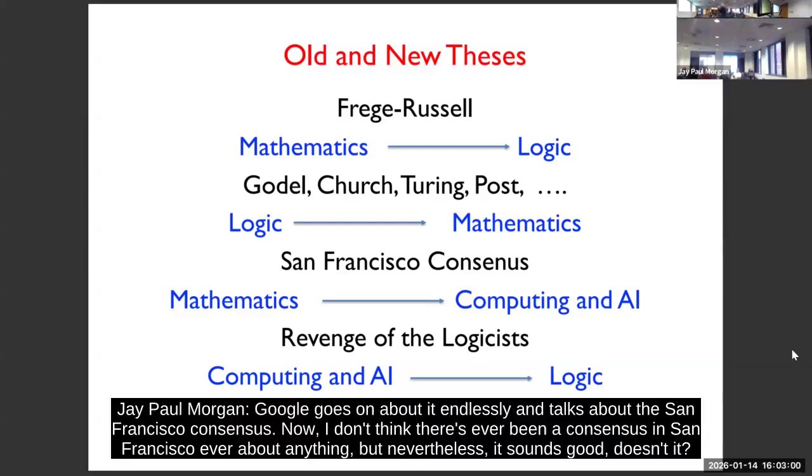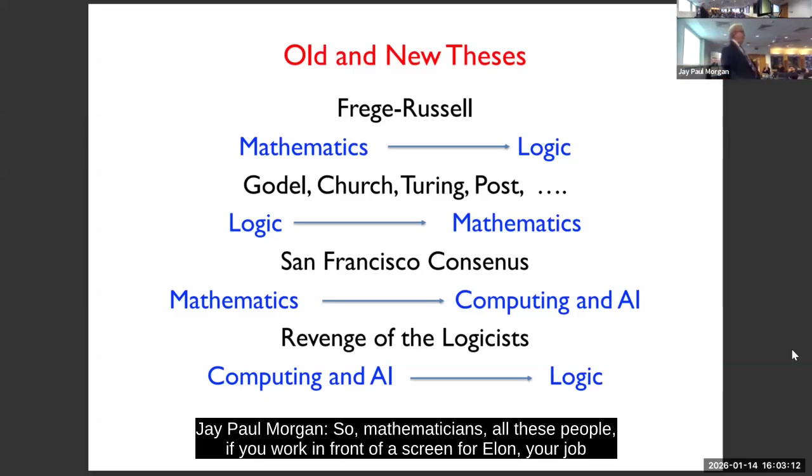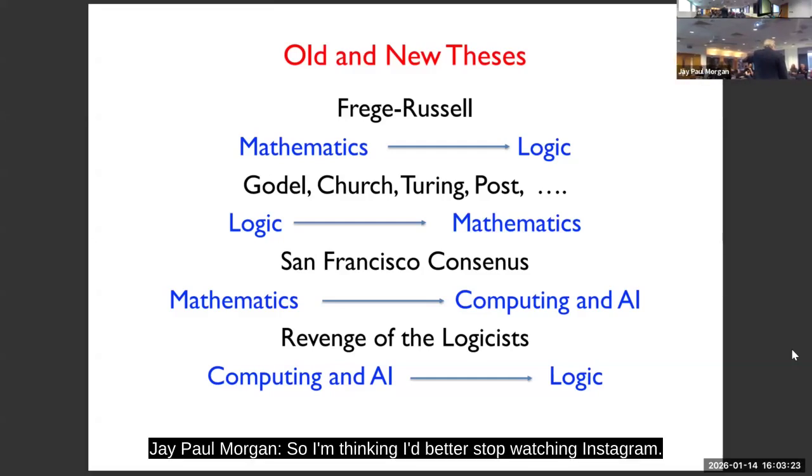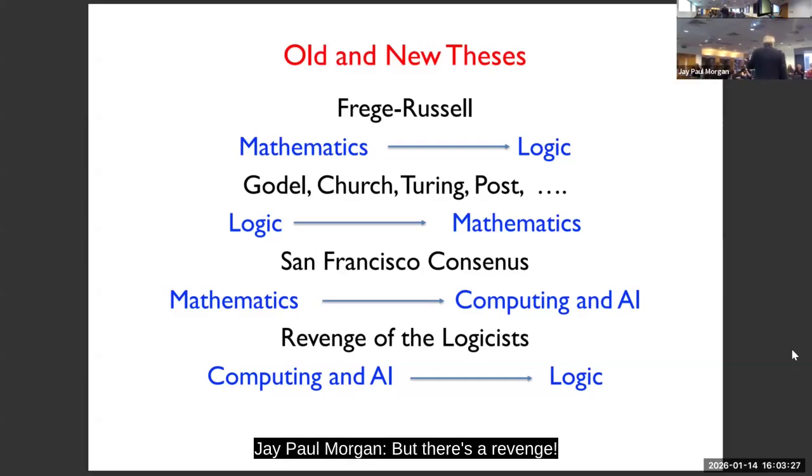Eric Schmidt, the ex-CEO of Google, goes on about it endlessly and talks about the San Francisco Consensus. Now, I don't think there's ever been a consensus in San Francisco about anything, but nevertheless, it sounds good, doesn't it? So mathematicians, all these people, if you work in front of a screen, says Elon, your job can be replaced. So I'm thinking I better stop watching Instagram.